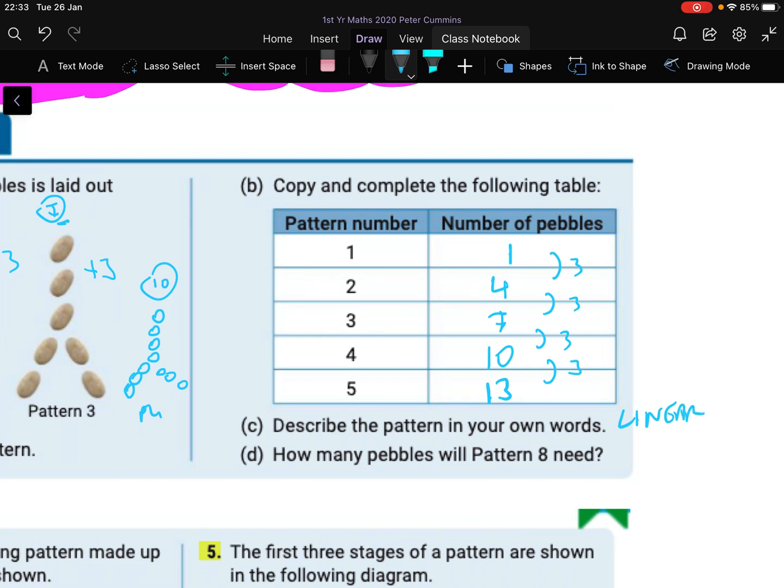And how many pebbles would pattern 8 need? Well, if pattern 5 needs 13, pattern 6 is going to need 16, pattern 7 is going to need 19, and pattern 8 is going to need 22.